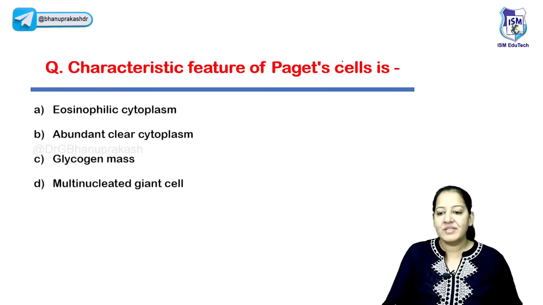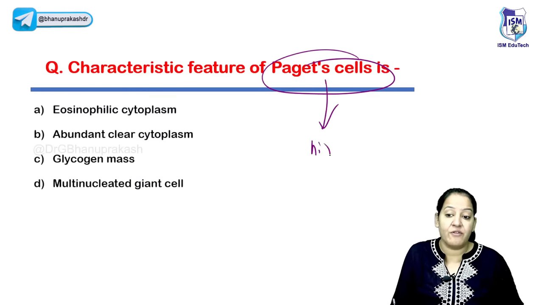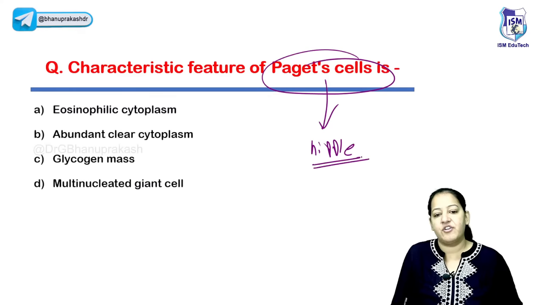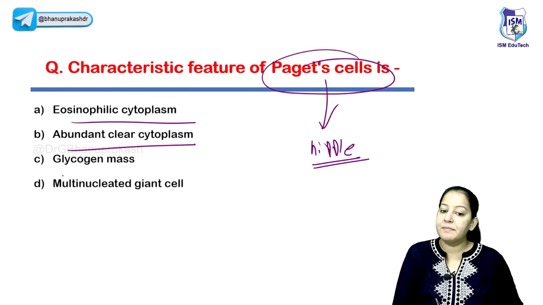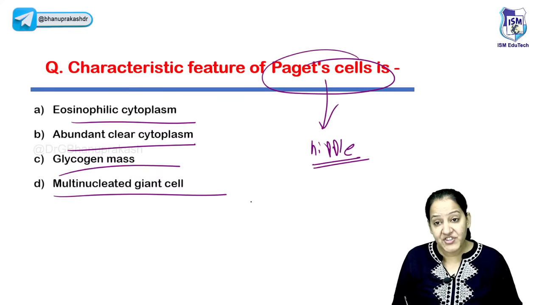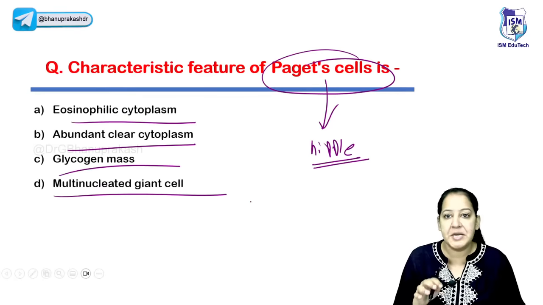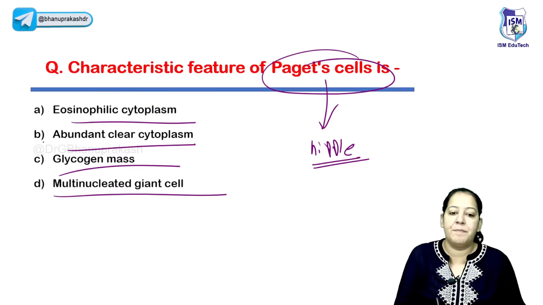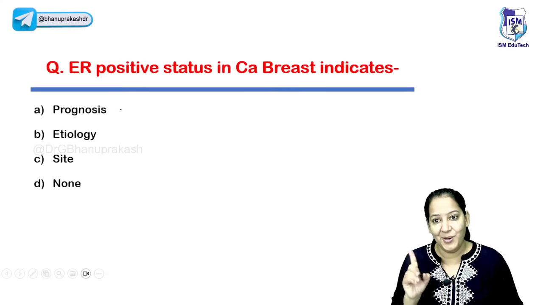The next question. What is the characteristic feature of the Paget cell? I told you Paget disease of the nipple. So what is the characteristic feature of the Paget cell? Is it eosinophilic cytoplasm, abundant clear cytoplasm, glycogen mass or nucleated giant cell? What are Paget cells? Paget cells are tumor cells which infiltrate the skin of the nipple, especially the epidermis of the nipple, and they have abundant clear cytoplasm. Absolutely right.